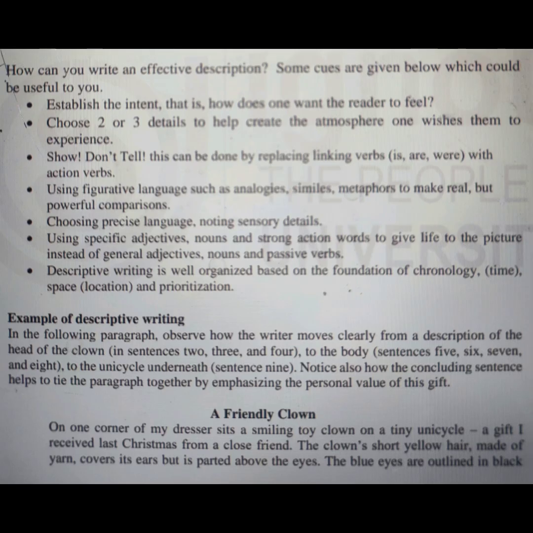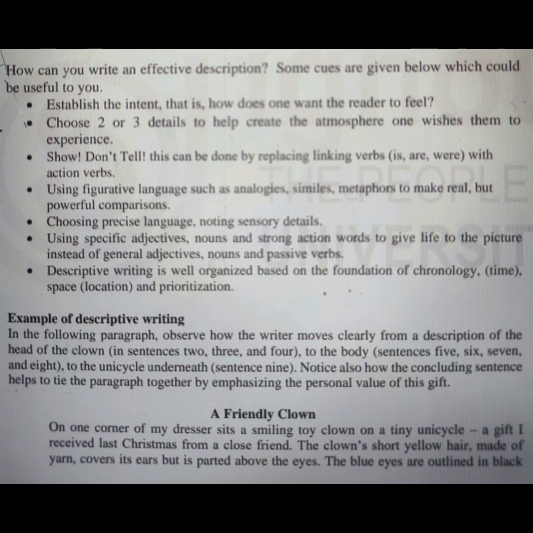Example of descriptive writing. In the following paragraph, observe how the writer moves clearly from a description of the head of the clown, in sentences 2, 3, and 4, to the body, sentences 5, 6, 7, and 8, to the unicycle underneath, sentence 9. Notice also how the concluding sentence helps to tie the paragraph together by emphasizing the personal value of this gift. A friendly clown.